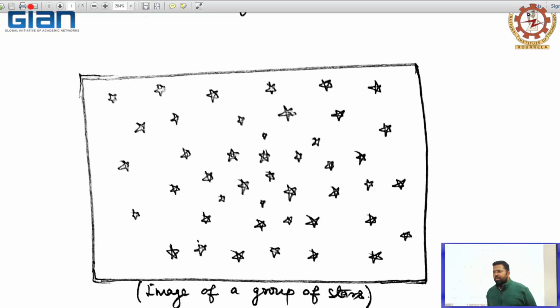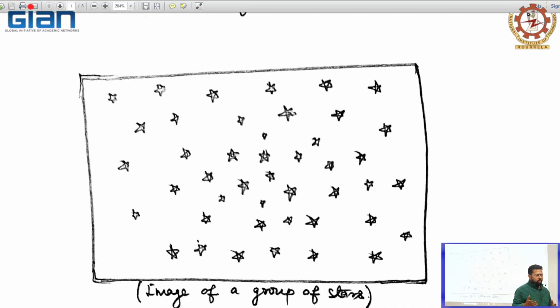And in order to put them in the HR diagram, the so-called Hertzsprung-Russell diagram, we try to segregate them, or arrange them on the basis of their brightness first, or their color first. We arrange them basically on the basis of their luminosity, or intrinsic brightness, and their color. This is just a cartoon representation of a group of stars.